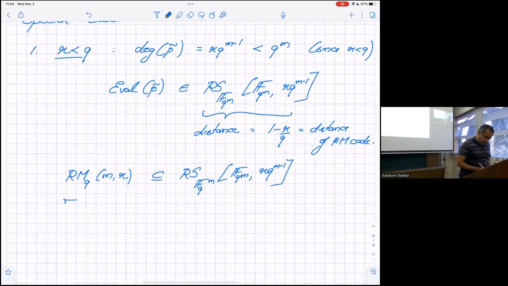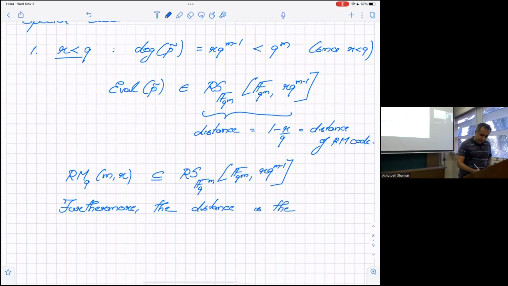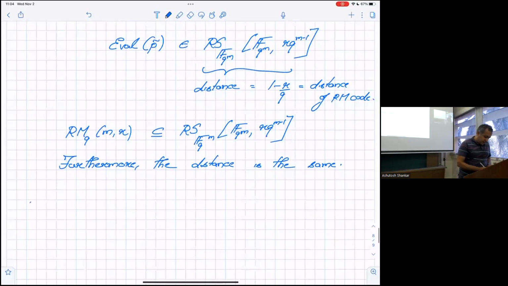and furthermore, the distance is the same. That's important because all our algorithms depended on the distance of the two codes, and I'm saying the distance is not changing in this. The distance is the same. Let's look at the other case when q equals 2.